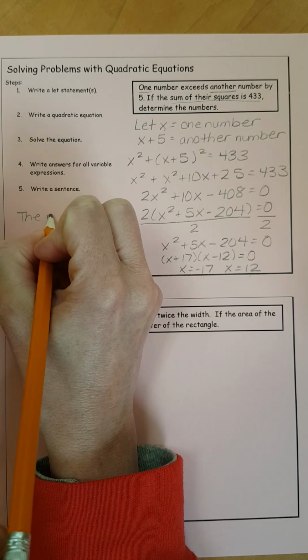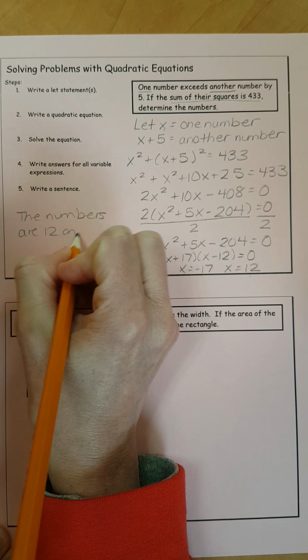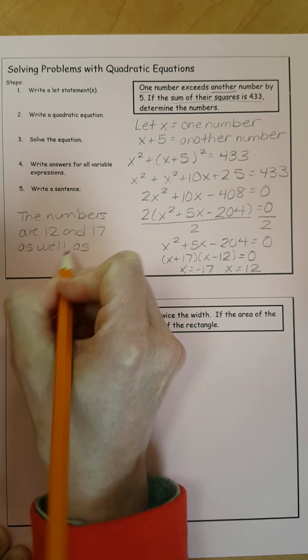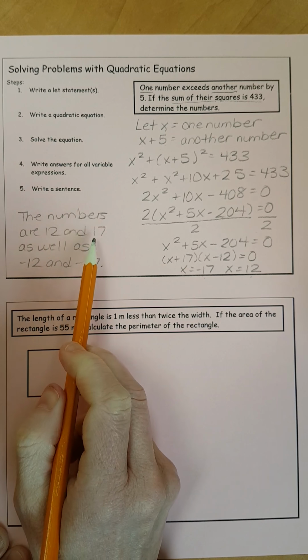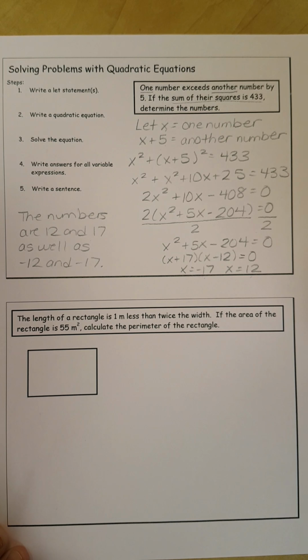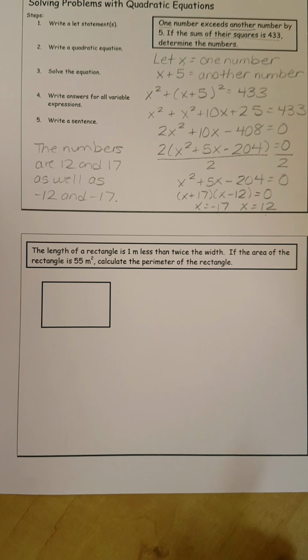So for our answer, we have the numbers are 12 and 17, as well as negative 12 and negative 17. And if you took your calculator and took 12 squared plus 17 squared, of course, you would end up with 433, just like negative 12 in brackets squared plus negative 17 in brackets squared would also give you 433. And the last one: the length of a rectangle is 1 meter less than twice the width. If the area of the rectangle is 55 square meters, calculate the perimeter.